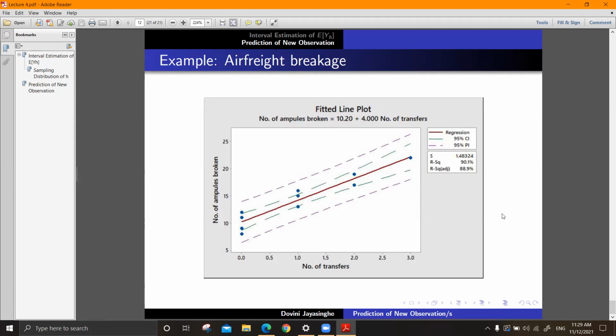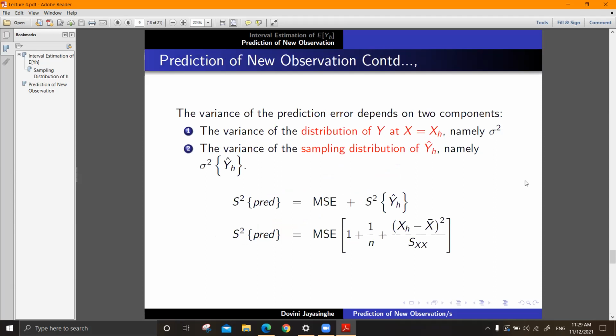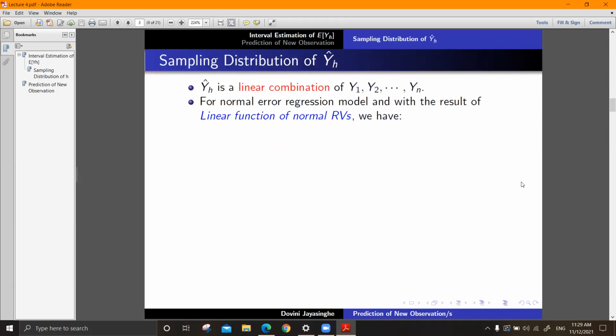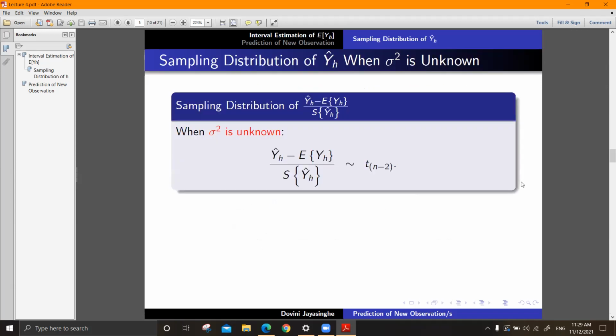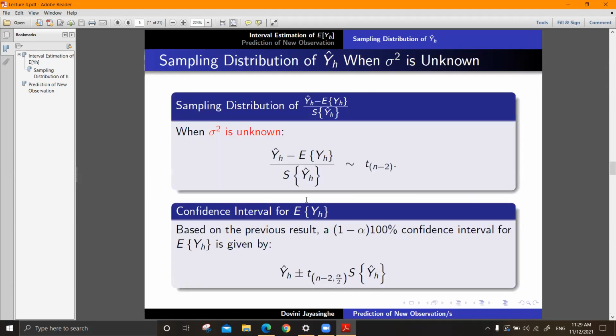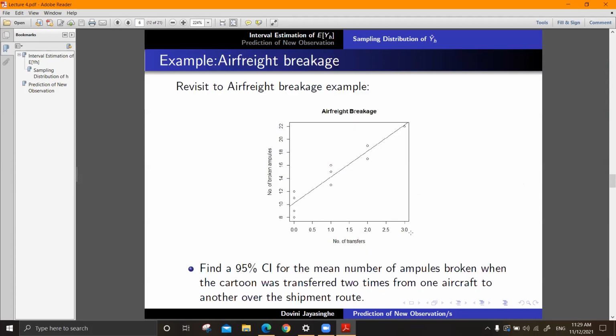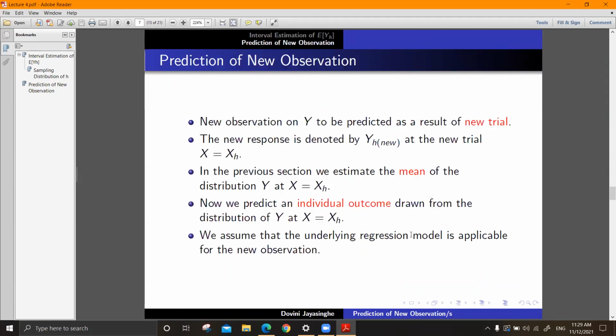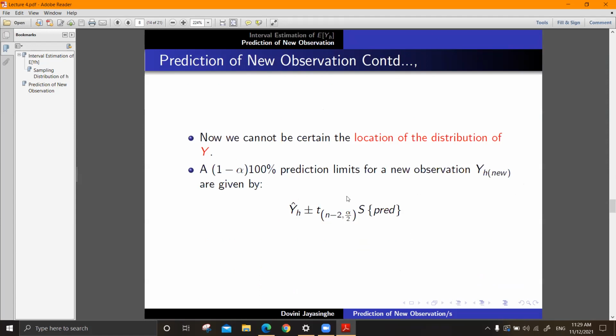So I think that is it for today. Yeah, it's finished. So from today's lecture, if I give you a small recap, you have to know this. Just try to distinguish between the mean response and the actual response. For the mean response, this is the confidence interval. For the actual response, the prediction limits are going to be wider. So you have to know this one and the previous one.